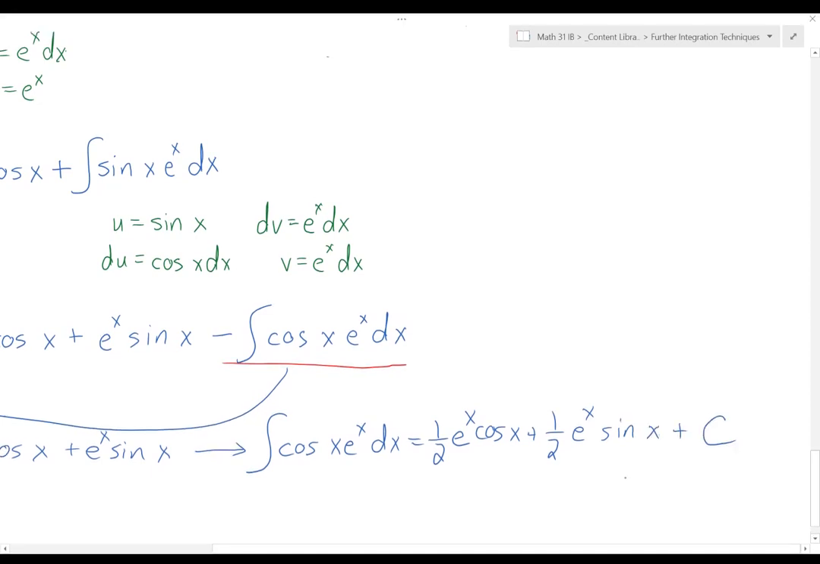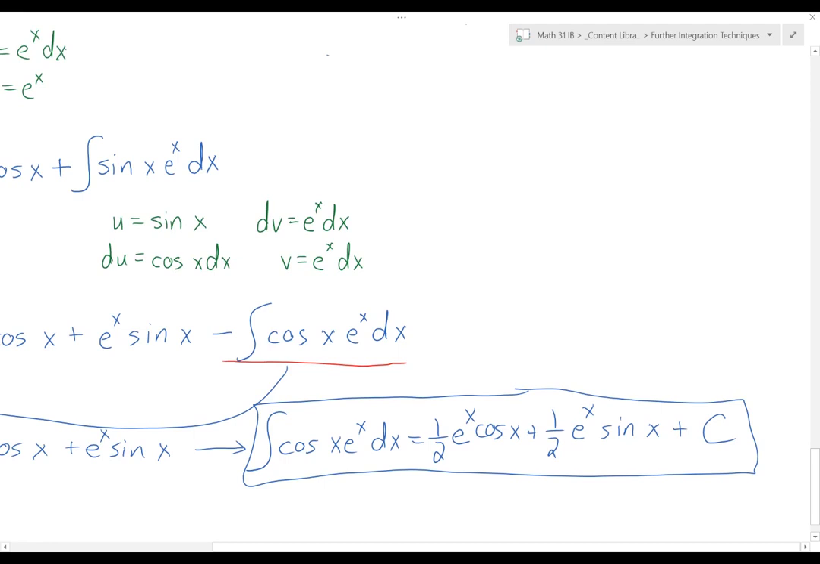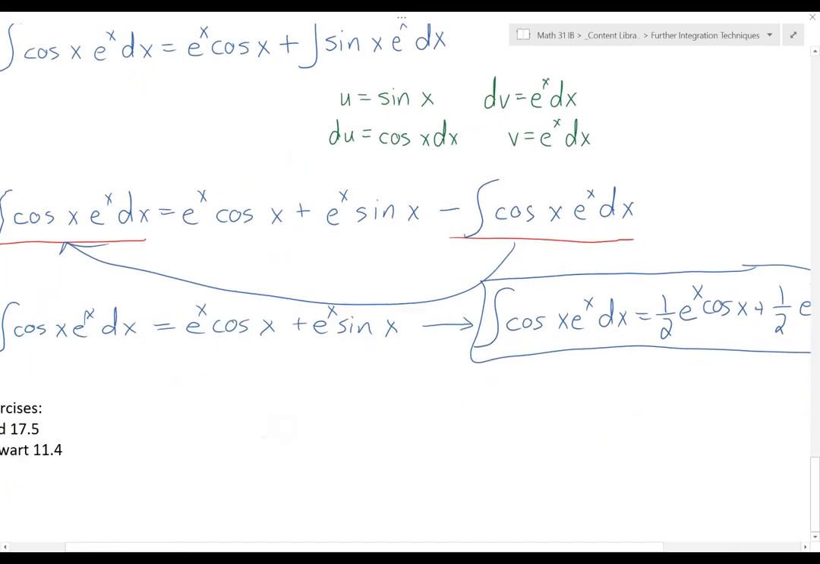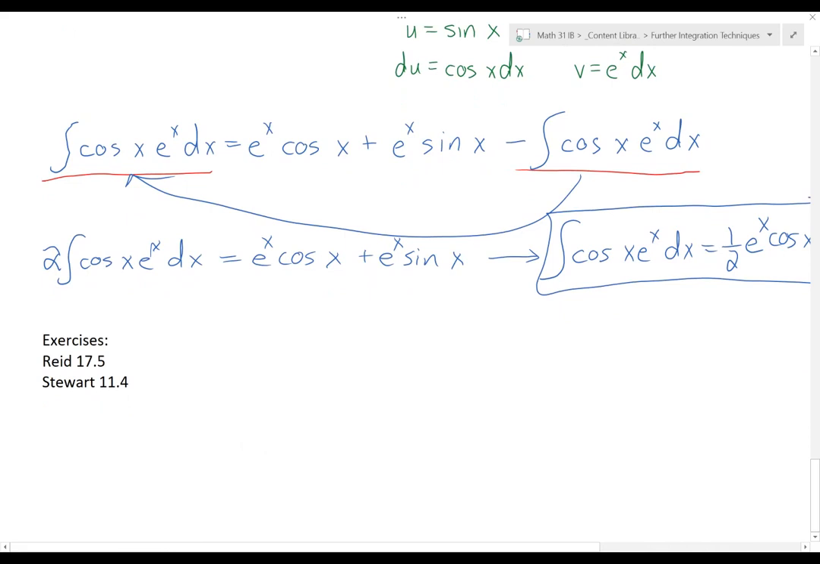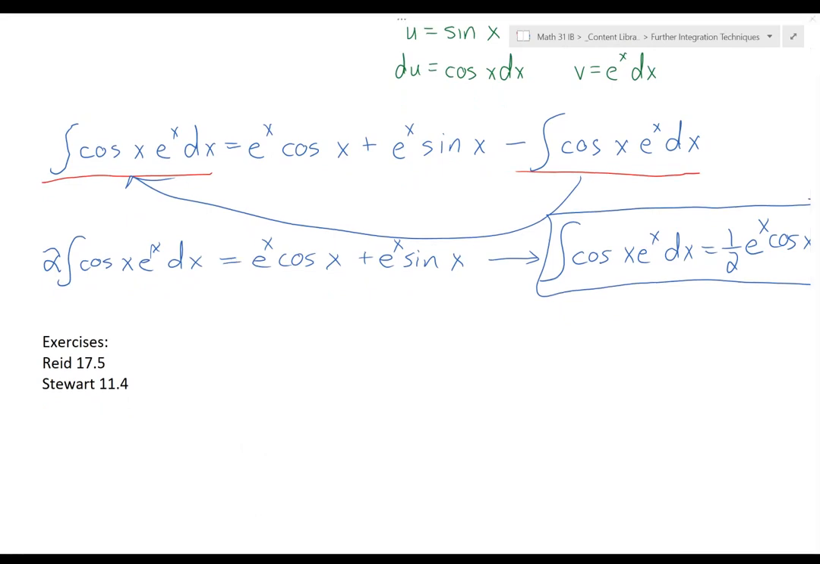So in cases where you're just going to end up flipping back and forth between a sine and a cosine, then you can use this sort of iterative process. So for practice on these, in the Reed textbook, it's section 17.5, and in the Stewart textbook, it's section 11.4.